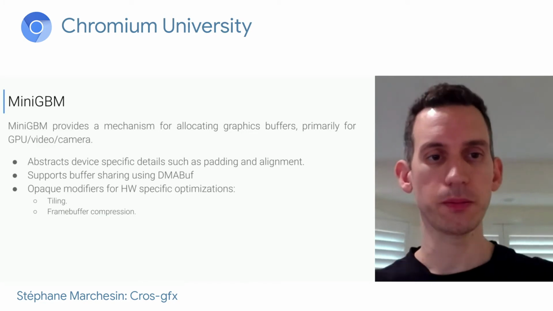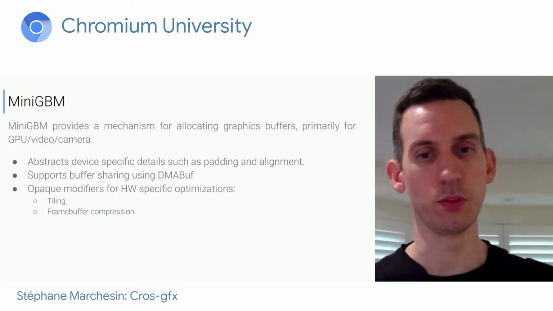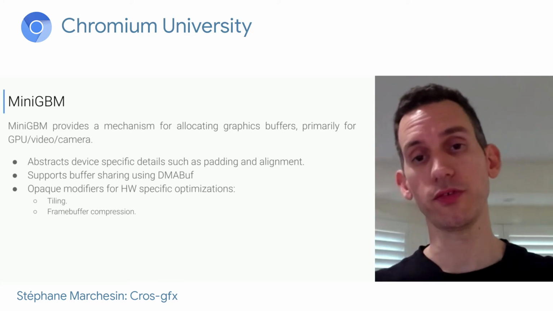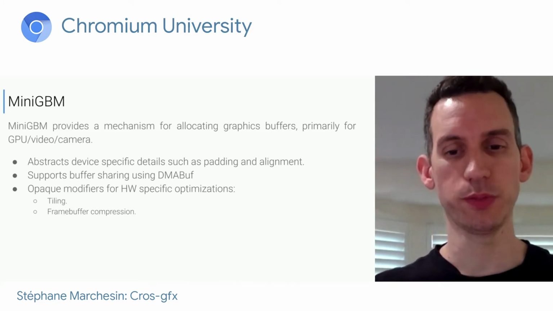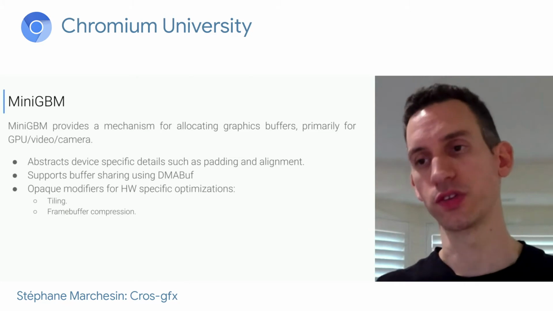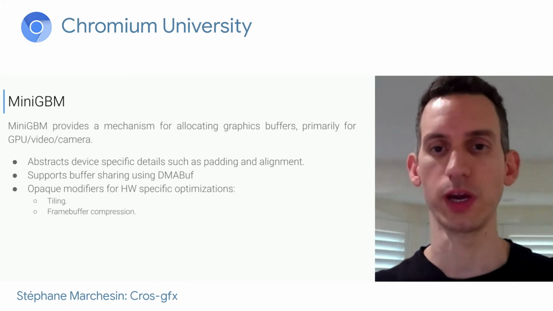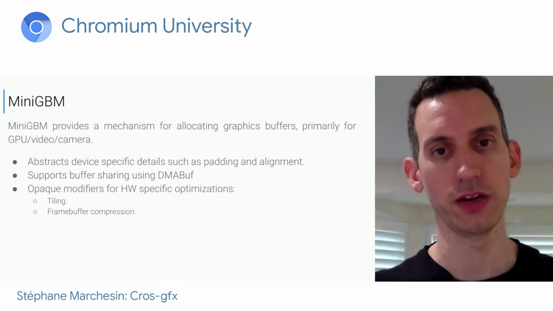And the mini-GBM API also provides the buffer sharing. We talked about DMA buff earlier. Mini-GBM provides this functionality in terms of function calls, not IOCTLs, to the applications, which again simplifies our life quite a lot.